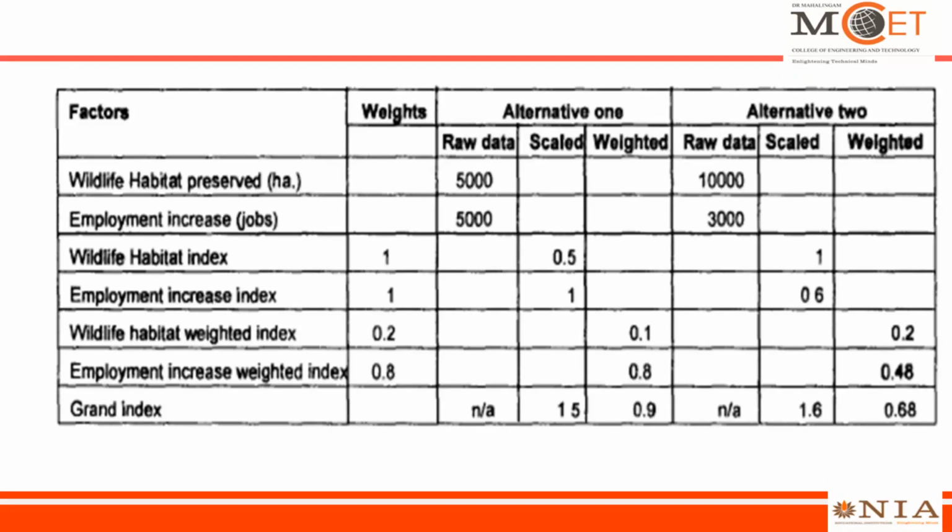I have discussed in detail about how to apply a combined scaling weighing method and find out which alternative is the best alternative. And as I told in the last session, if you apply only the weighing method, you will get a particular alternative as the best one. If you apply scaling as well as weighing together, you will get some other alternative as the best alternative. So it is up to the decision maker to decide which one he wants to go for.